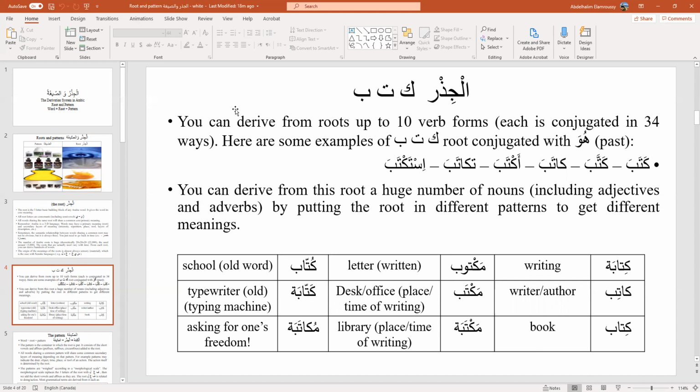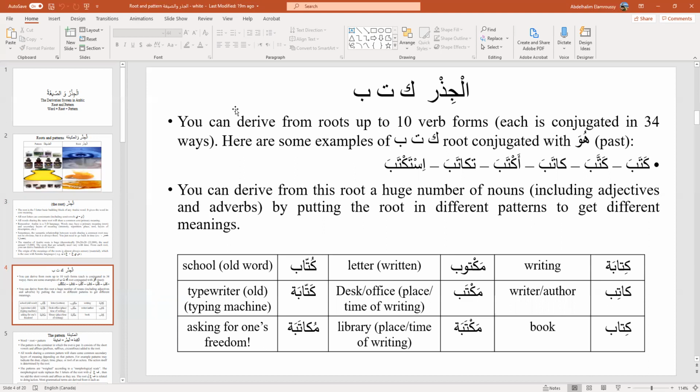So here are some examples of words sharing the root kaf ta ba conjugated with huwa in the past tense. So kataba, which is form 1, kattaba form 2, kataba form 3 of the verb, aktaba form 4, takataba, that's form 6, and istaktaba, that's form 10. We'll talk about verb forms again this semester. As I said, this is just a quick idea about verb forms.